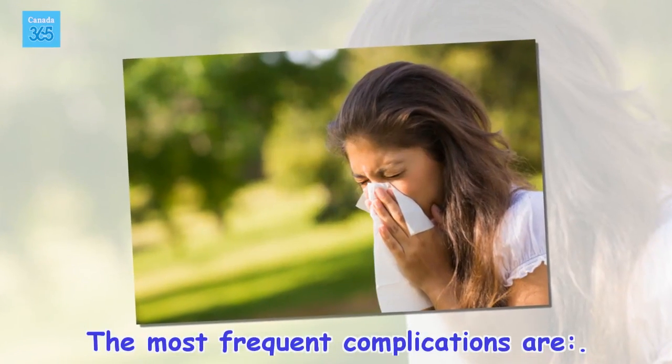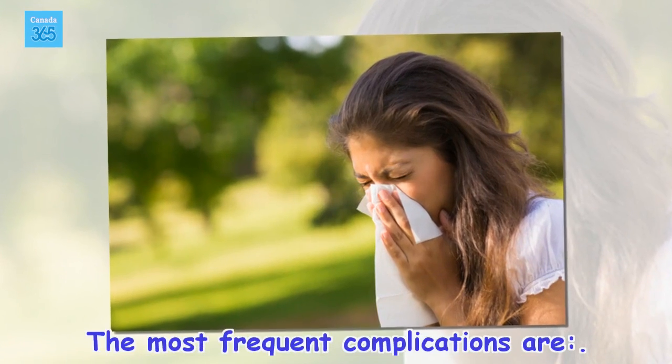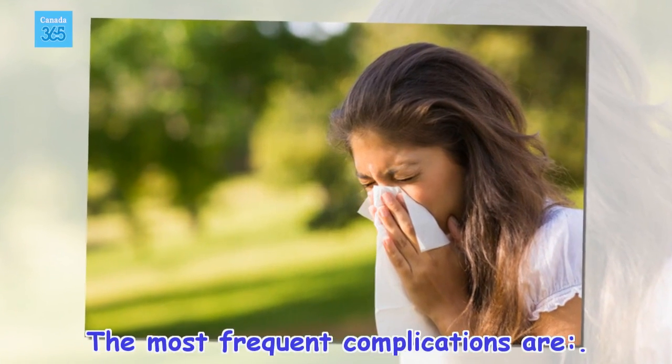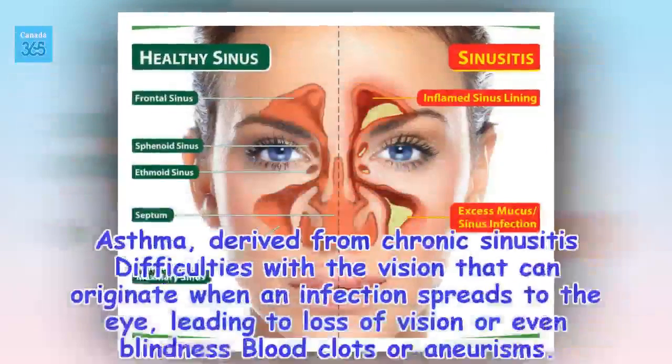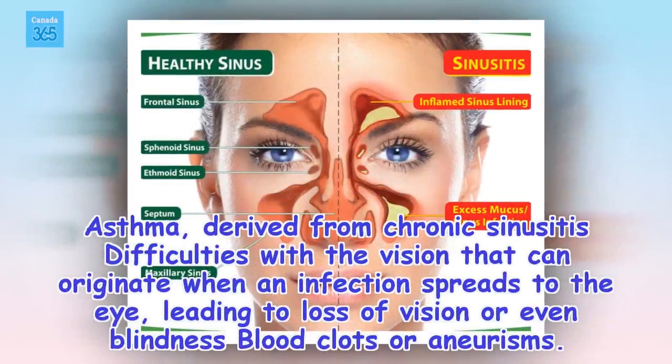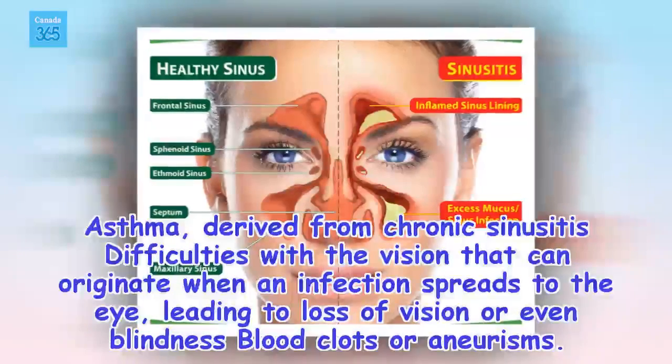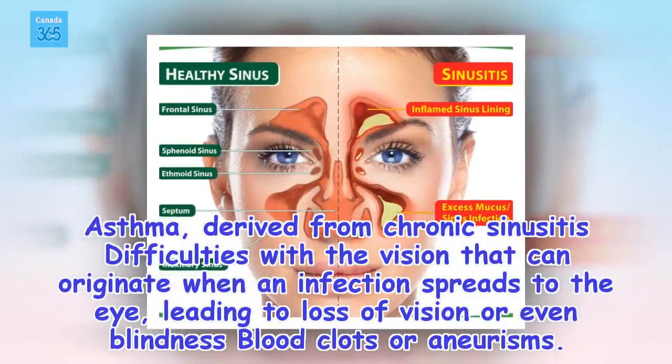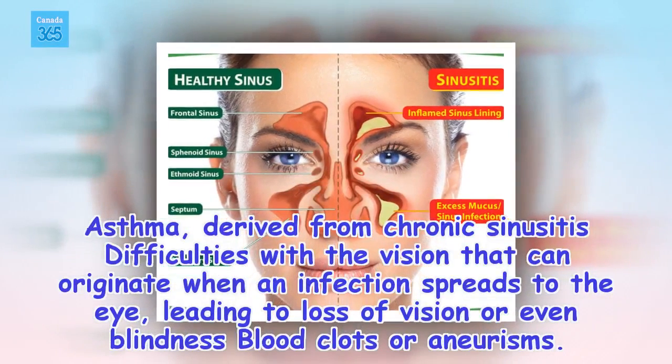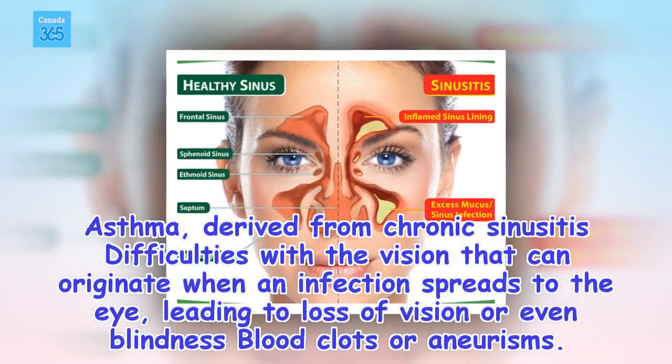The most frequent complications are asthma, derived from chronic sinusitis, difficulties with the vision that can originate when an infection spreads to the eye, leading to loss of vision or even blindness, blood clots or aneurysms.